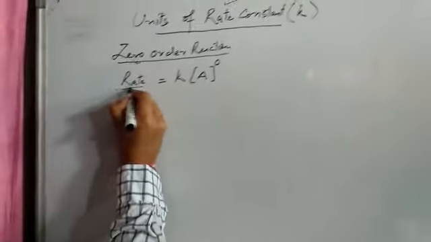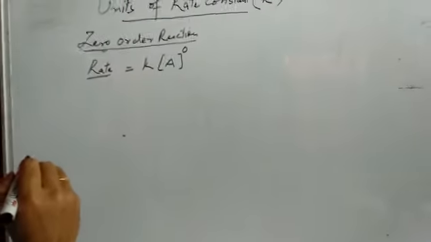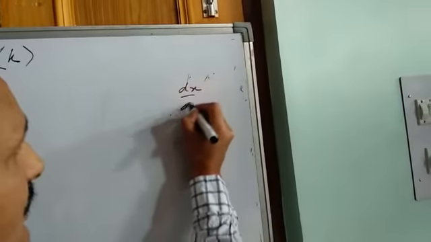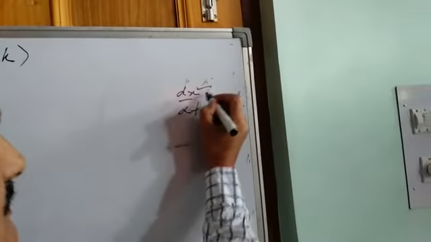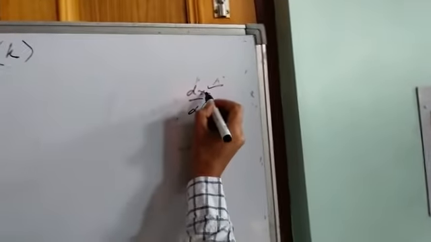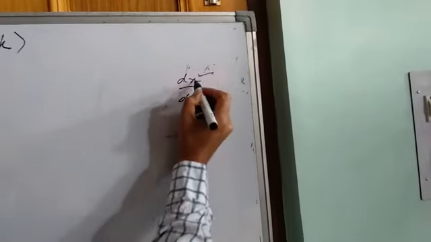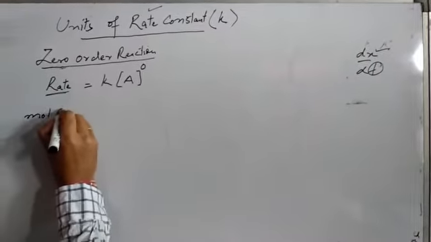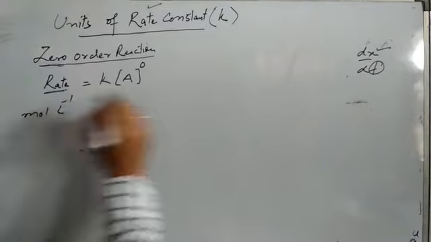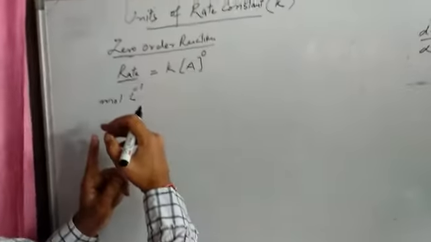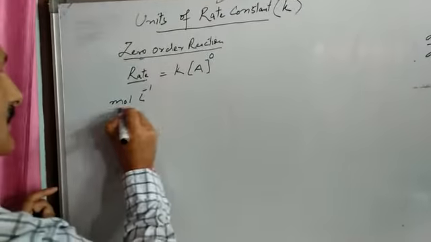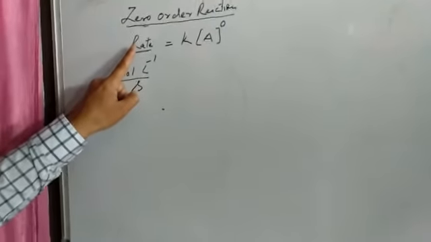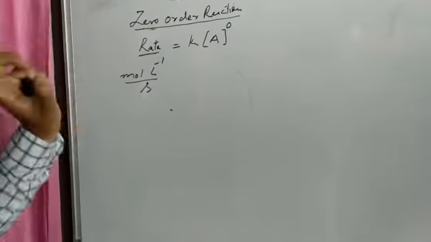Now this is rate. Rate, you know, is delta X upon delta T, that is change in concentration upon time. As far as concentration is concerned, its units are mole per liter. So here I shall write the units of rate, that is concentration upon time, and second for time. So instead of rate, I have written the units of rate.